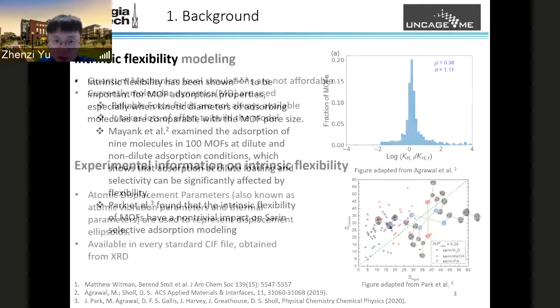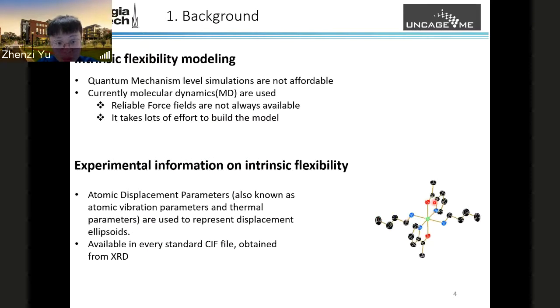After I have introduced the importance of the intrinsic flexibility, let me introduce how we are currently able to model this flexibility. First of all, quantum mechanics level simulations are not affordable for this type of flexibility modeling because the system is just too large. So currently molecular dynamics is used to model this. However, there are two major limitations for the molecular dynamics approach.